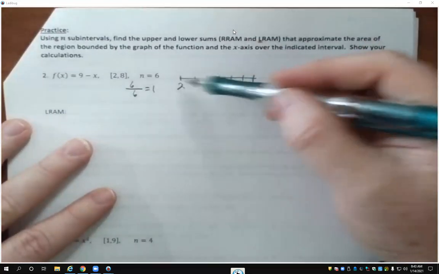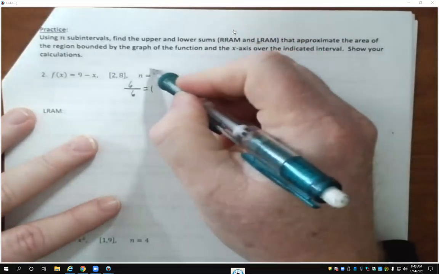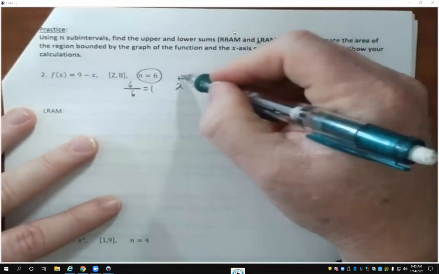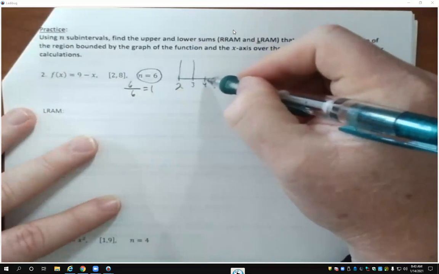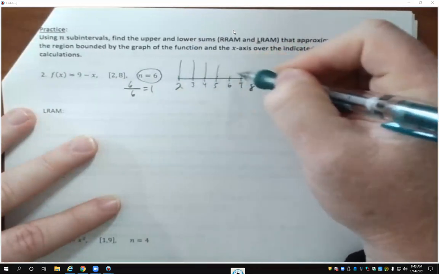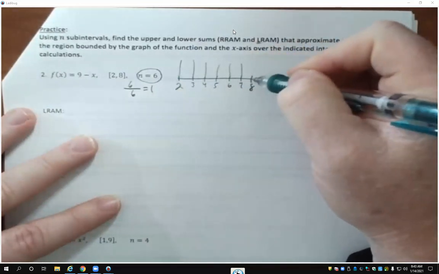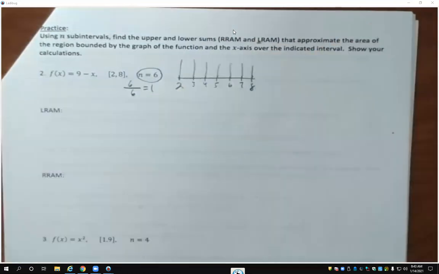What this is doing, even though this is not really the graph of it, is these are my rectangles. I should have this many rectangles. That's going to be 1 rectangle, 2 rectangles, 3 rectangles, 4 rectangles, 5 rectangles, 6 rectangles.